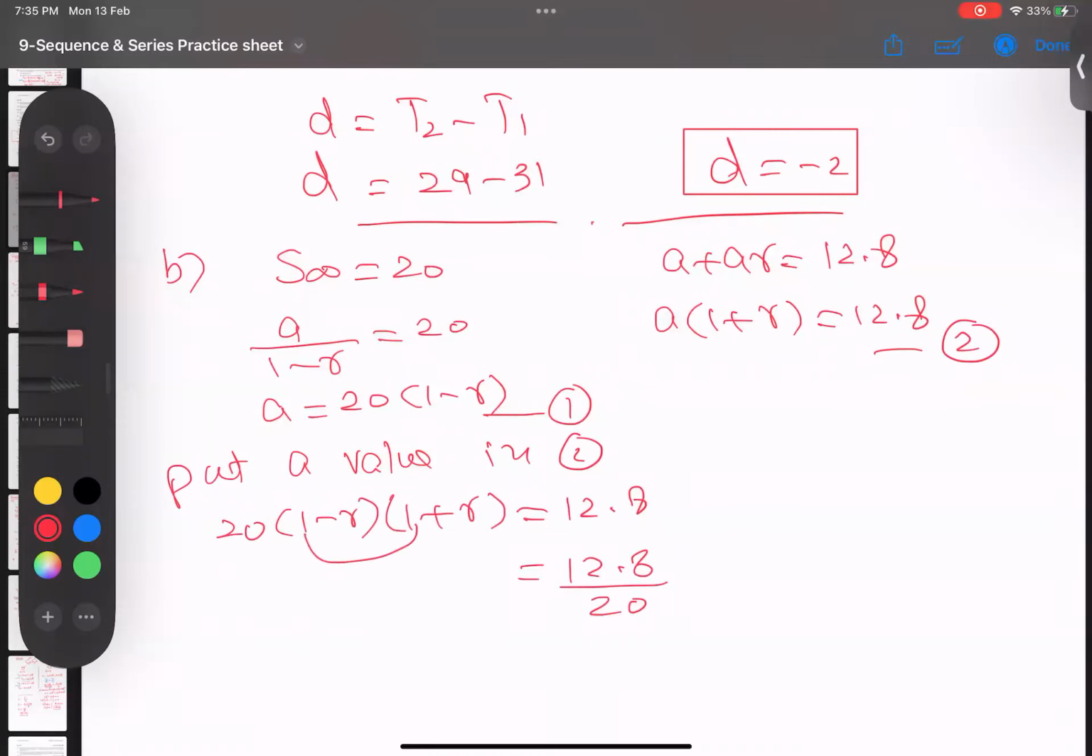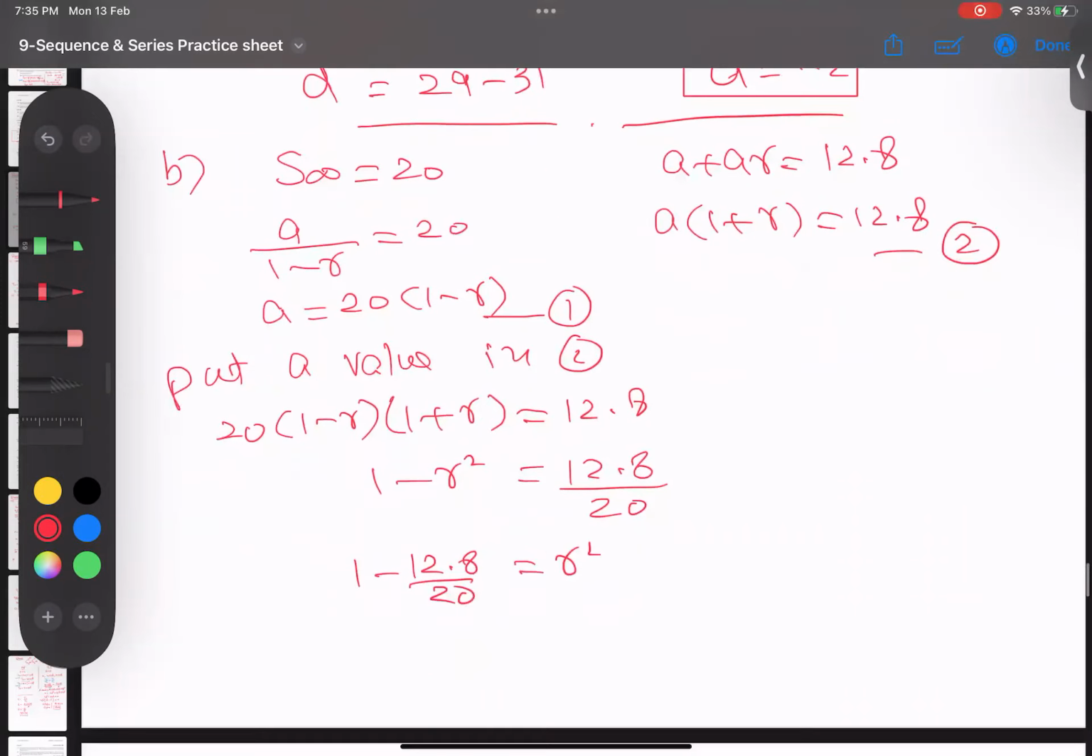And this, you know, first term matches, second term matches, sign opposite: A squared minus B squared. So 1 minus R squared. If you don't like it, multiply everything out and you get the same answer. Now 1 minus 12.8 divided by 20, R squared goes there and this comes to this side. If I solve it, 1 minus 12.8 divided by 20, I get R squared equal to 0.36. When I take the root, I got two answers, plus and minus 0.6.